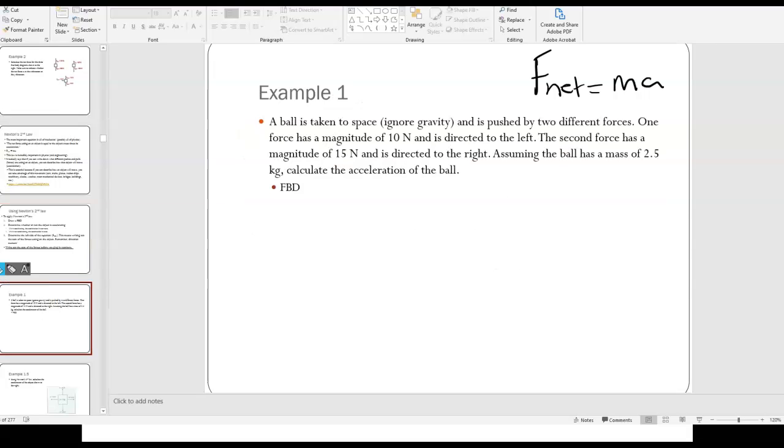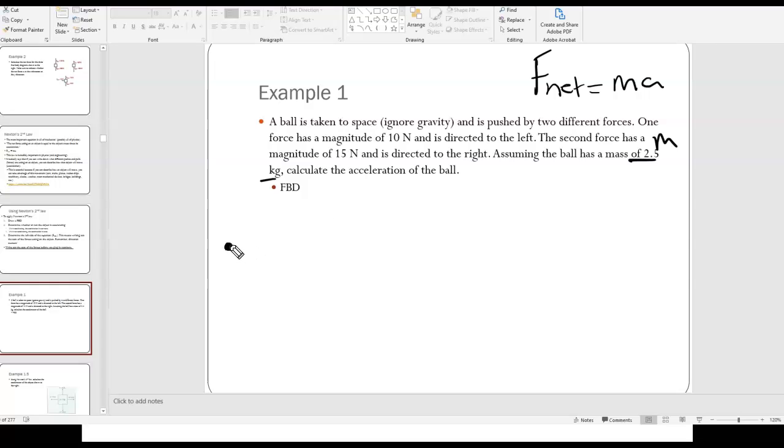Example 1. A ball is taken to space, which means we can basically ignore the force of gravity, and is pushed by two different forces. One force has a magnitude of 10 newtons and is directed to the left. The second force has a magnitude of 15 newtons and is directed to the right. Assuming the ball has a mass of 2.5 kilograms, calculate the acceleration of the ball. I've got the mass, and I'm looking for acceleration.